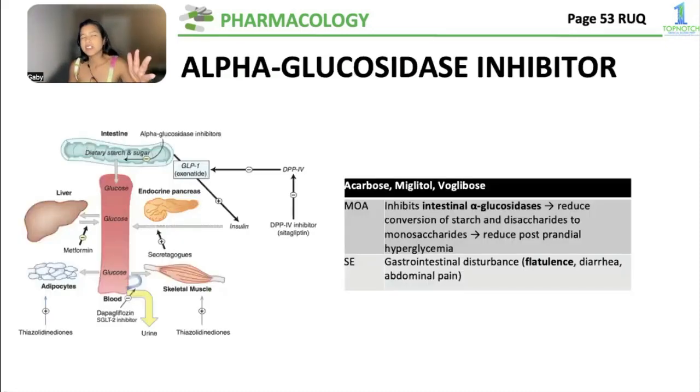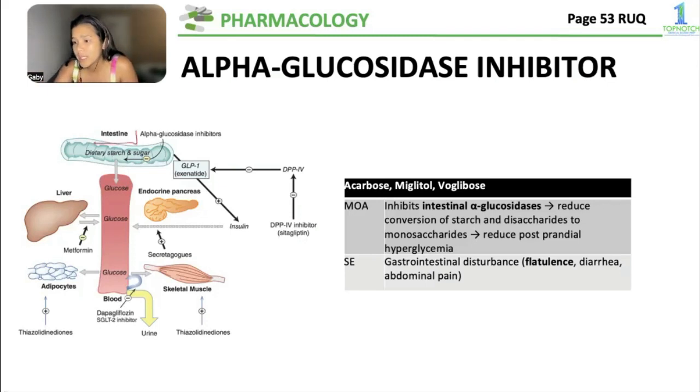So we've discussed your secretagogues, we've discussed your sensitizers, we've discussed your incretin modulators. Now let's discuss the drugs that allow you to excrete more glucose from your system. So you can either excrete them through your poo, such as through the alpha-glucosidase inhibitor, or you excrete them in your urine, like with your SGLT2Is, okay? So what do the alpha-glucosidase inhibitors do?